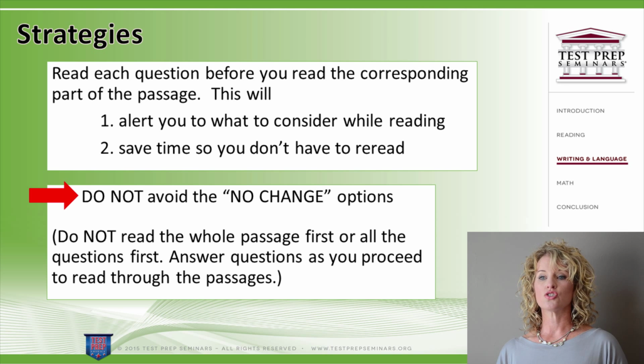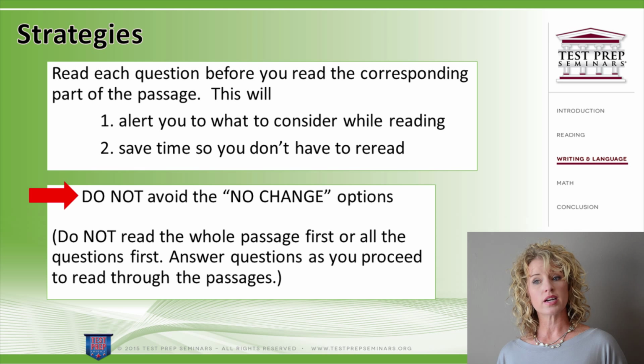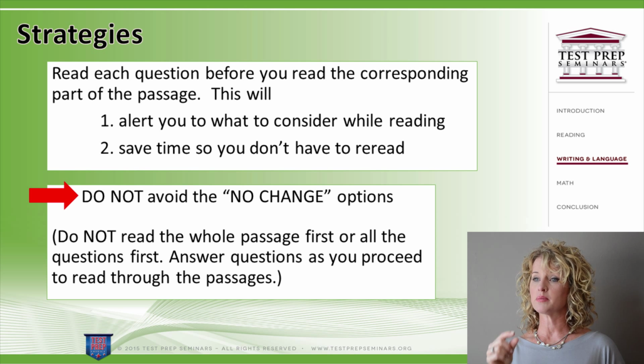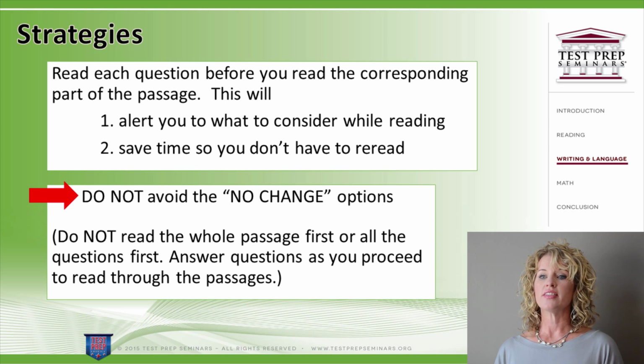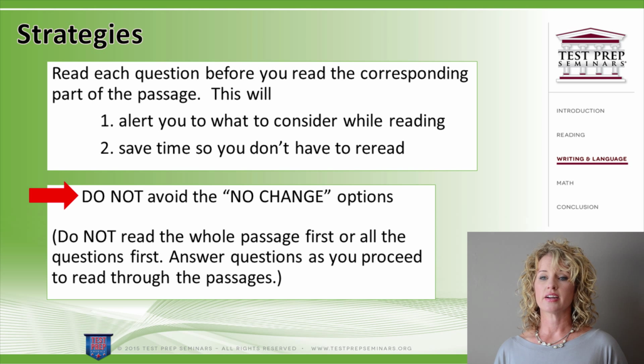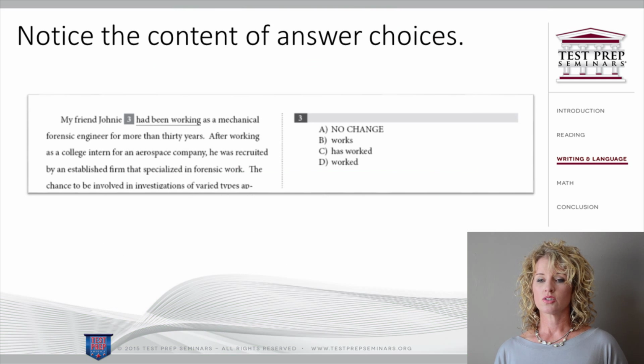The other thing is you do not want to avoid the no change option. So A is always going to be identical to the way it was done in the passage. All right? You don't want to read the whole passage and then try to answer. You want to go ahead and answer questions as you proceed reading through the passage. So you want to read the question first and then read the area of the passage that's indicated. So it's going to look like this again.